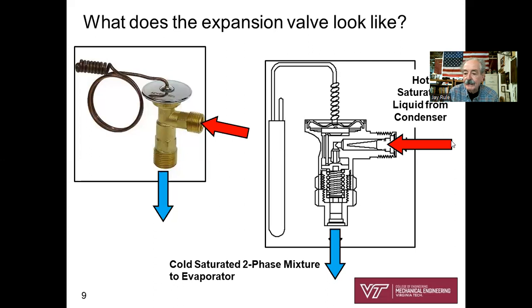This high pressure, high temperature refrigerant is coming in. It goes through a little control valve actuator, and the flow goes through a tiny little orifice, a tiny little hole. The pressure drops because of the resistance to flow. So the pressure is dropped, the refrigerant gets very cold, and then out the refrigerant goes to the evaporator. That's the expansion valve.